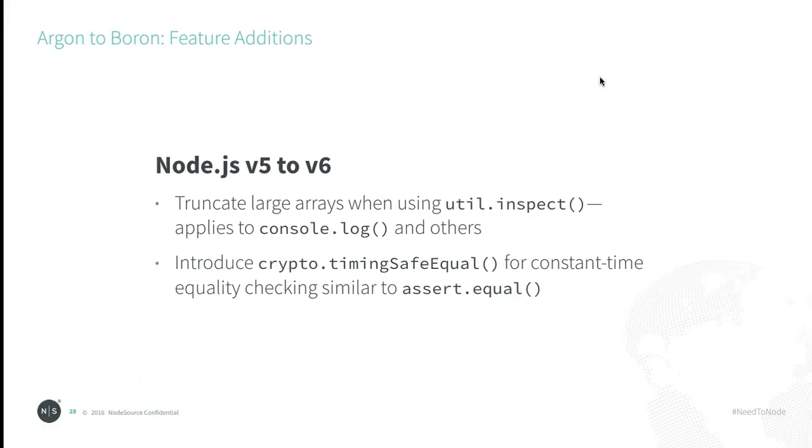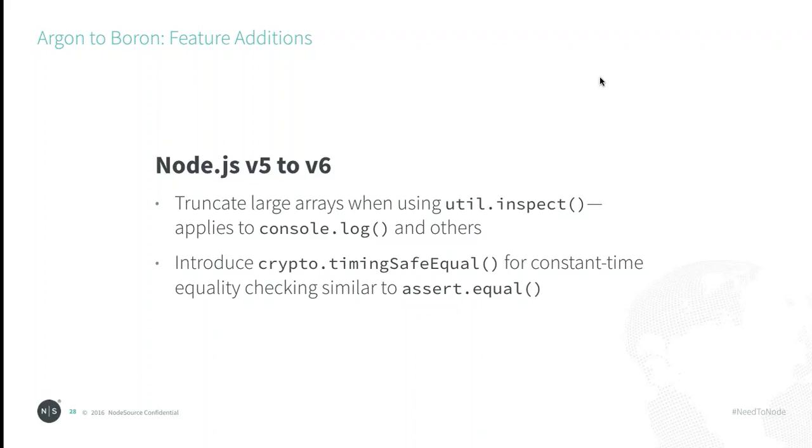You can now, when you do a util inspect or console log and it contains a large array, instead of printing the whole thing out, it'll now truncate it. So it'll tell you we've printed out only a small part of it because it's so big, which is nice so you don't get your console overtaken. This is similar to how browsers do it.